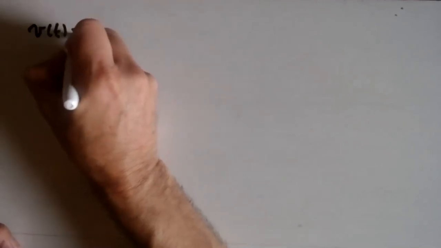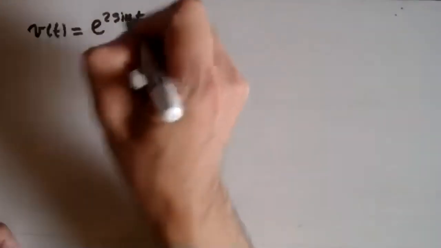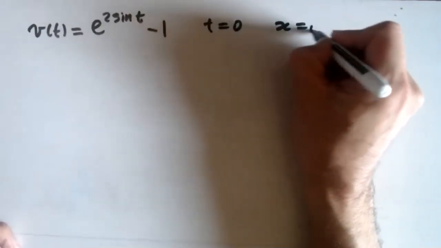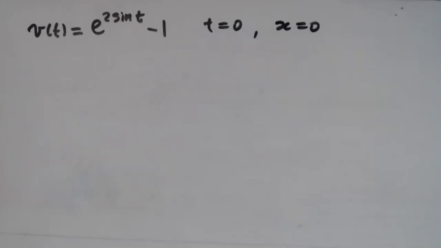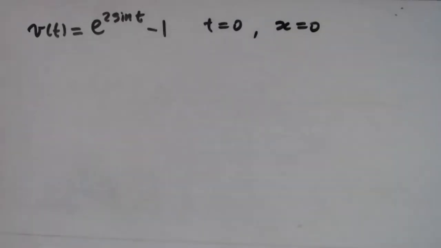So what we have to do in the problem, let me just go back here, is sketch the graph. It's not really a big deal to sketch the graph. But let me just write the equation we have to work with. So v of t equals e to the 2 sine t minus 1. At t equals 0, x equals 0. That means that it's at the origin. So that's the initial position, correct? Okay, so the graph is no problem.